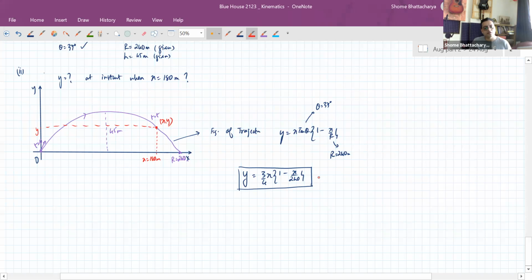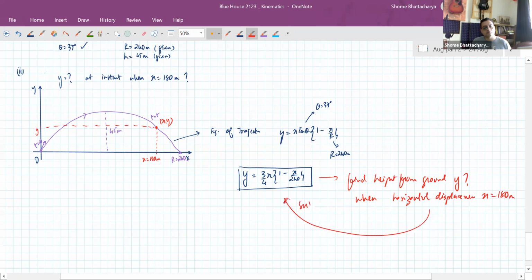We have to find the height from the ground. That is nothing but y when the horizontal displacement, that is x, is equal to 180 meters. So substitute this in this equation. So y is 3 by 4 into 180 into 1 minus 180 by 240.